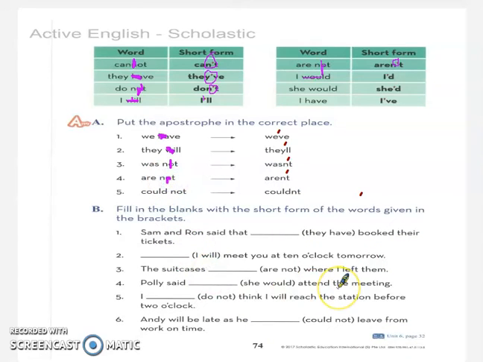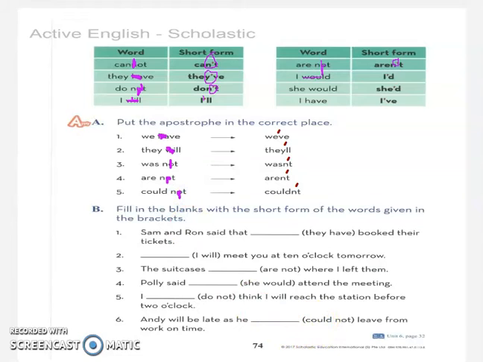And the last one, could not, couldn't. The apostrophe is here instead of the letter O. So, this is the answer of question A.